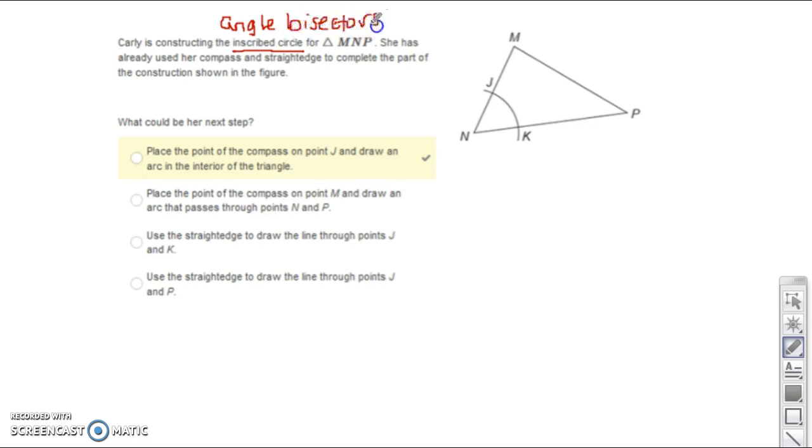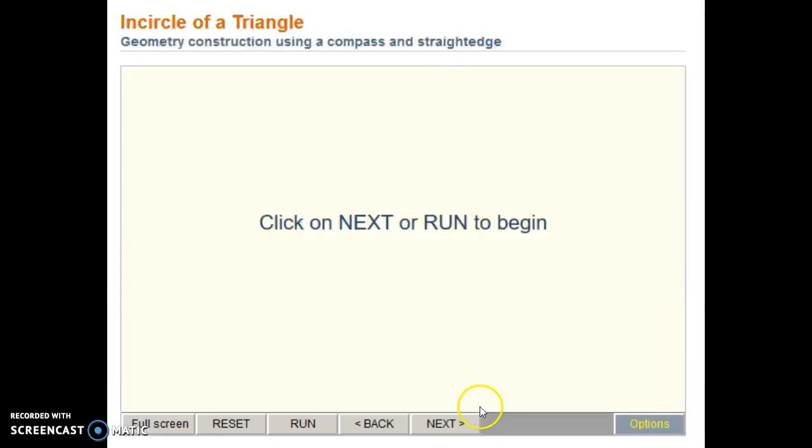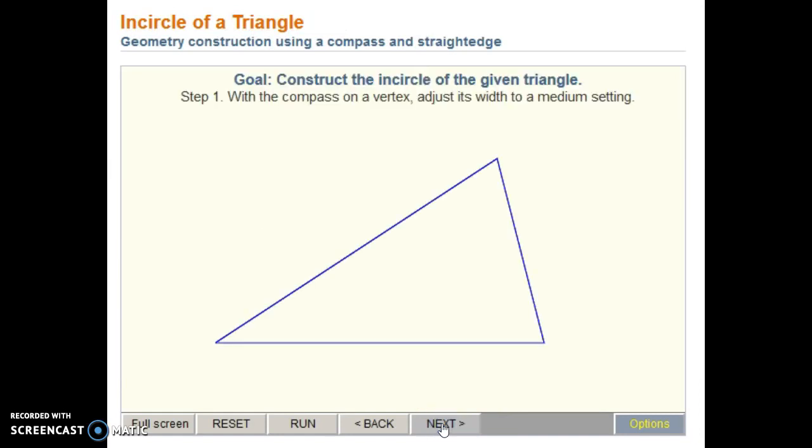And I remember that from my rap. People be crazy, a bit insane. The angle bisectors help me create those inscribed circles. Okay, so let's go check out the whole construction and then we'll figure out this answer. So this is the construction for creating that inscribed circle. All right, first we need to construct angle bisectors.